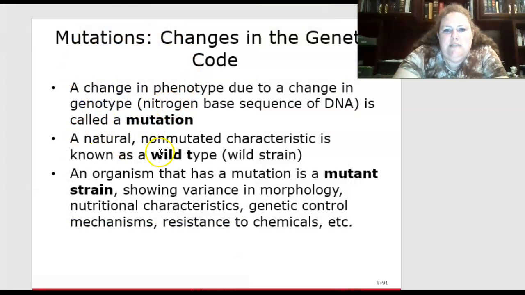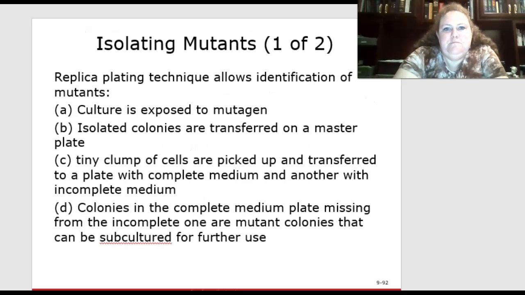All right, and a natural non-mutated characteristic is known as a wild type or a wild strain, whereas an organism that has a mutation is a mutant strain. This shows variants or changes, different varieties of morphology, which is shape, nutritional characteristics, and genetic control mechanisms, as well as resistance to chemicals, etc.